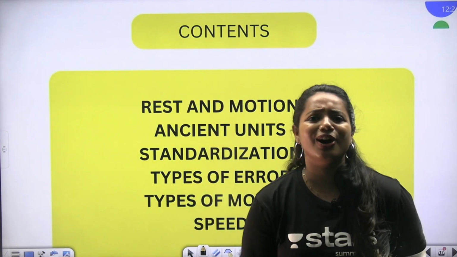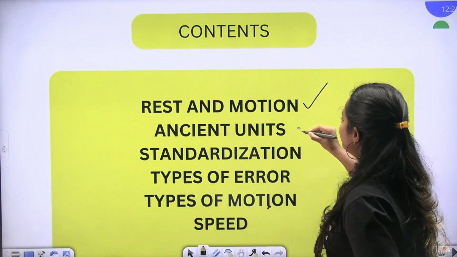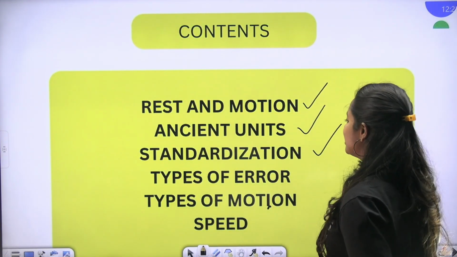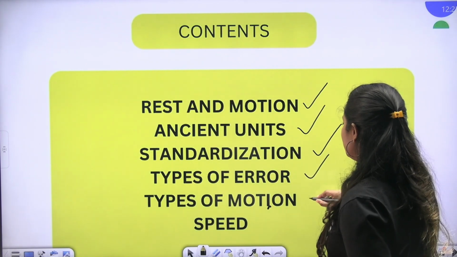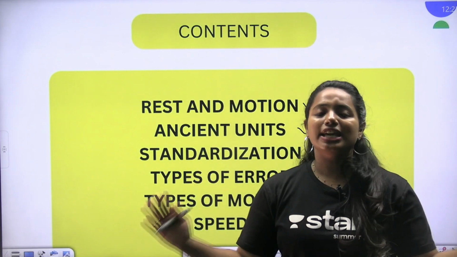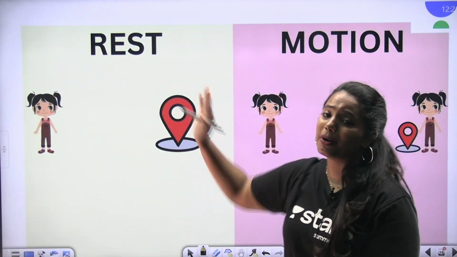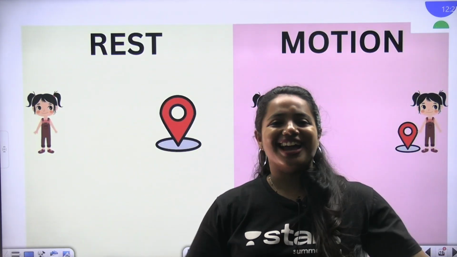And these are the main concepts that we will be discussing today, starting from rest and motion, ancient units, standardization, types of error, types of motion, and finally speed. So these are the concepts that we will be learning today, and let's start off with the first part. It's all about rest and motion.